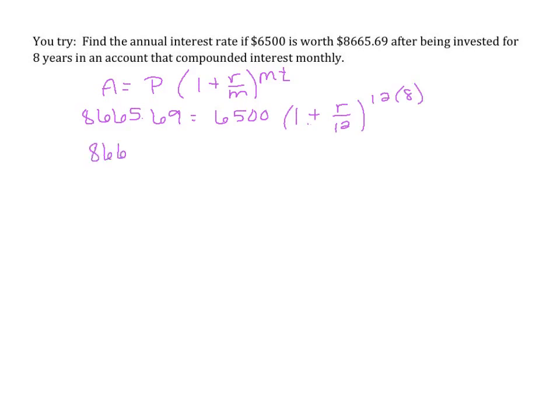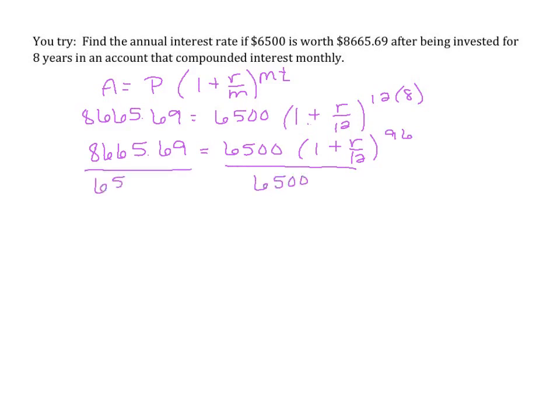So 8,665.69 equals 6,500 times 1 plus r over 12 to the 96th power. So let's divide by 6,500 on both sides, giving us 1.33318 equals 1 plus r over 12 to the 96th power.